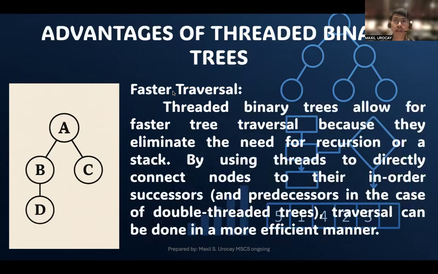Now, the advantage of this threaded binary tree: faster traversal. Threaded binary trees allow for faster tree traversal because they eliminate the need for recursion or a stack by using threads to directly connect to their in-order successor and predecessor. In the case of double-threaded trees, traversal can be done in a more efficient manner.